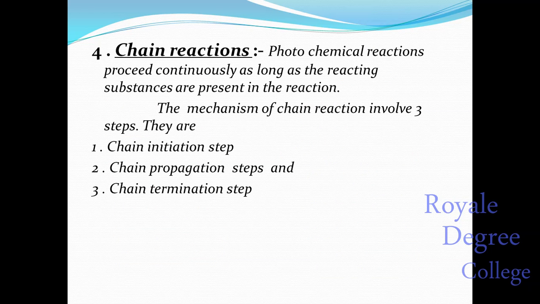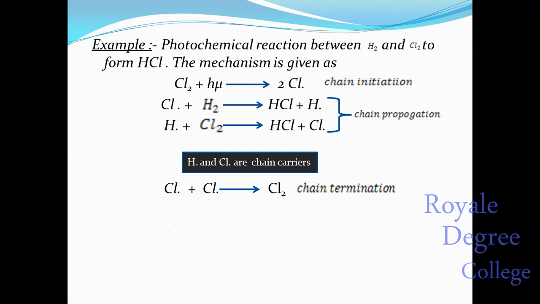Now we'll see the last reaction, that is the chain reaction. Photochemical reactions proceed continuously as long as the reacting substances are present in the reaction. The mechanism of chain reaction involves three steps. They are: first step is chain initiation step, second one is chain propagation step, and third one is chain termination step. Now we can see the example. Photochemical reaction between H2 and Cl2 to form HCl. The mechanism is given as.